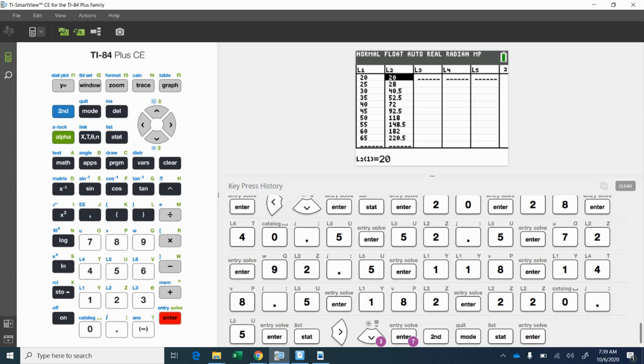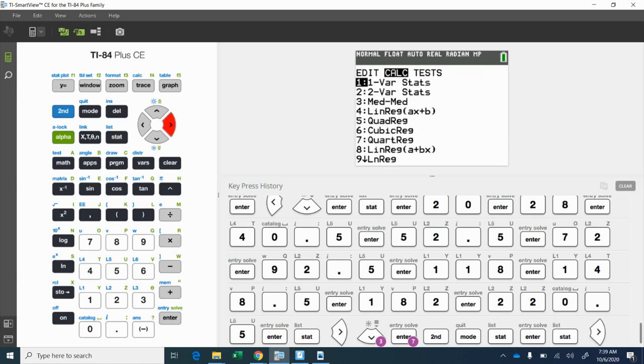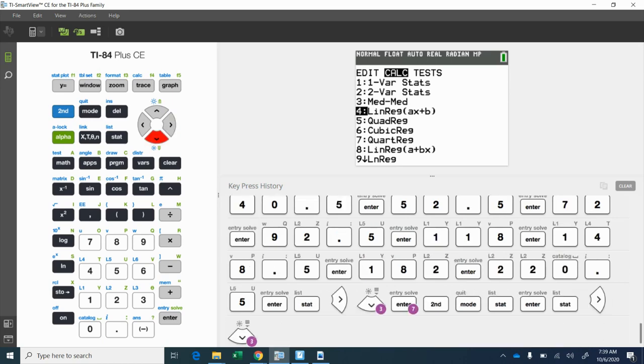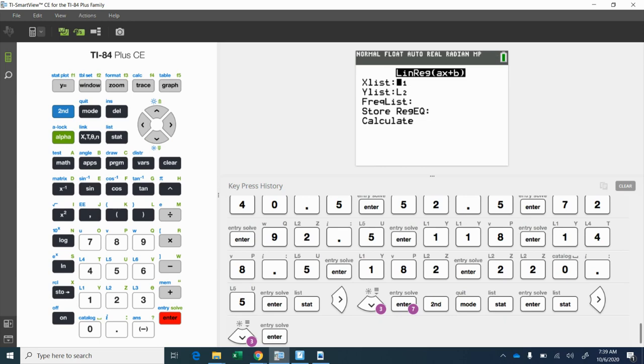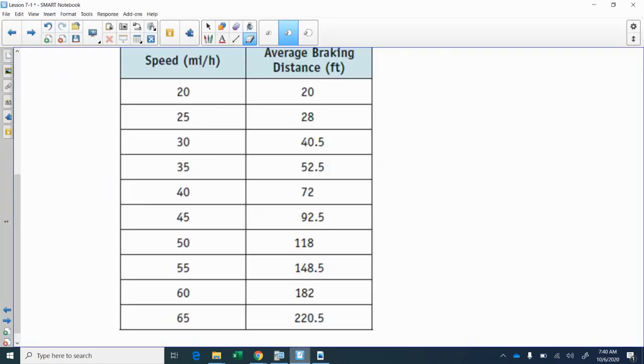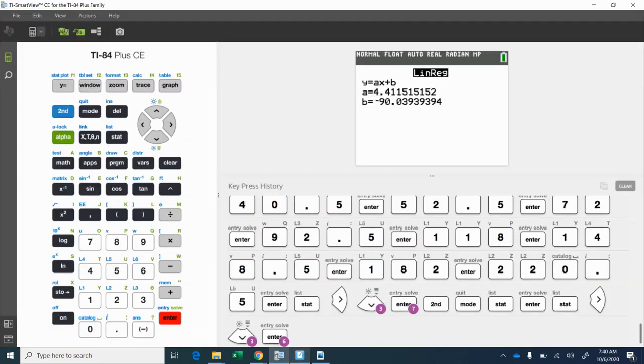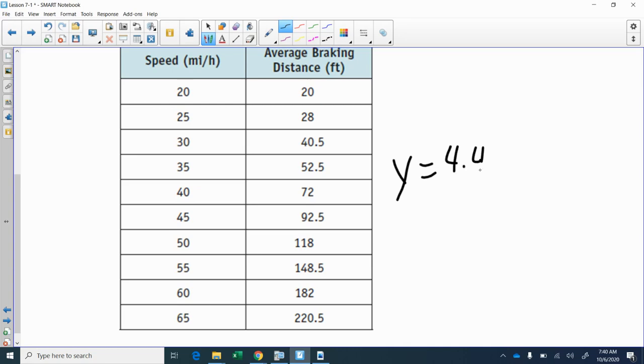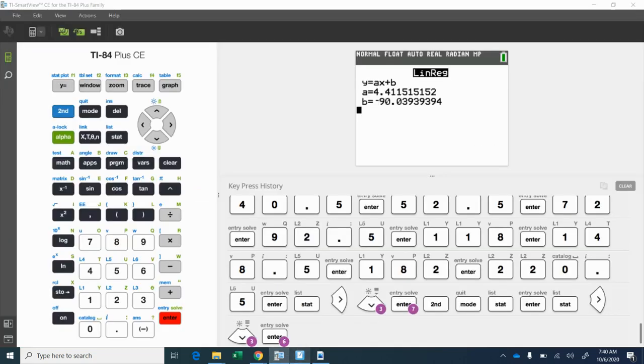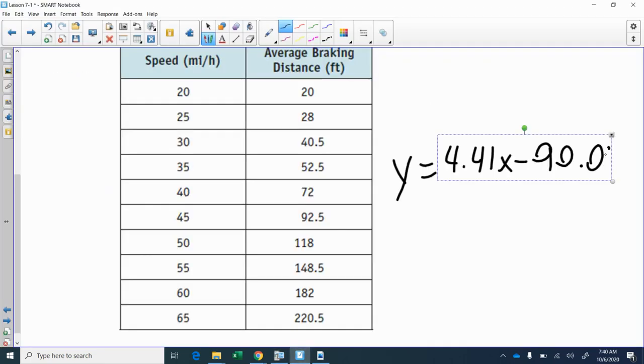After I take that step, I go back to Stat. I go over to Calc, and since I want a linear regression, I'm going to hit LinReg. I'm going to make sure I have L1 and L2 in my X list and Y list. And then once I work it out, I end up getting my set equation. So the linear equation for this is going to be Y equals 4.41x minus 90.04.